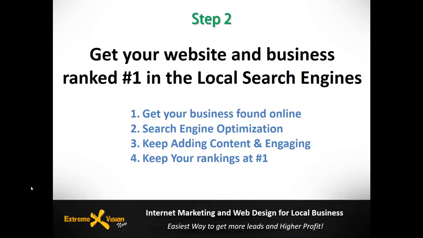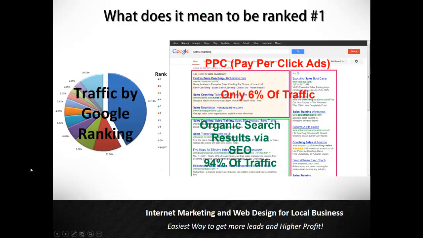Step 2 is getting your website and your business ranked number 1 in the local search engines. This is vitally important. Let's go over the 4 main parts and then we'll go in depth on each part. You want to get your business found online, literally everywhere online. You want to have search engine optimization. I'll explain that; this is a very big one. You want to keep adding content and engaging with your potential customers. And then you want to keep your rankings at that number 1 position. So let's go through each one of these.